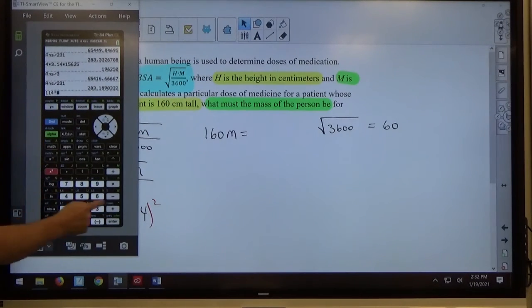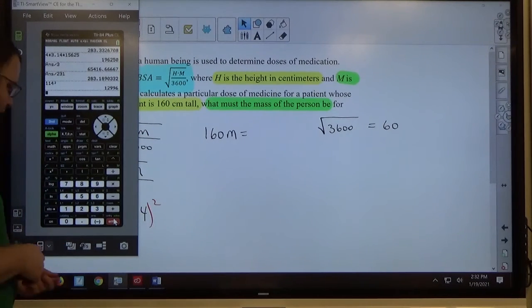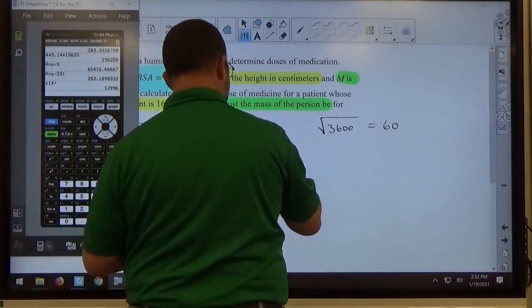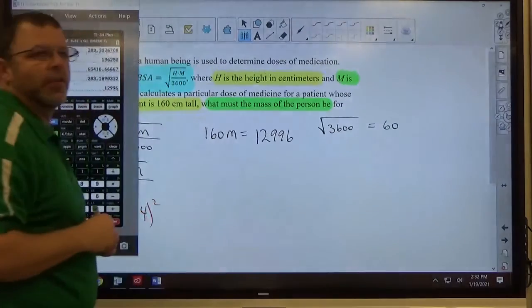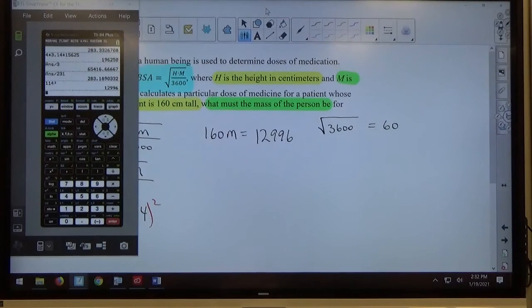114 squared equals 12,996. There's no reason any one of us should know that 114 squared is 12,996. Ask your calculator, it will tell you. It's the worst secret keeper ever. You ask it a question, it always just blabs the answer. So you just have to type it in right.